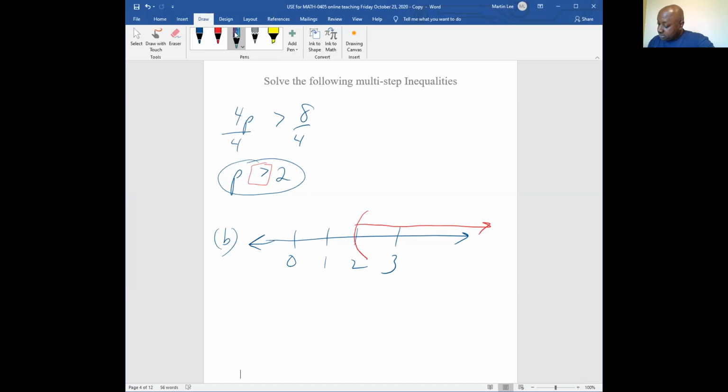And then for the interval notation, we're going to have open parenthesis 2, comma, and going to the right, the biggest number we can get is infinity, and then close parenthesis.